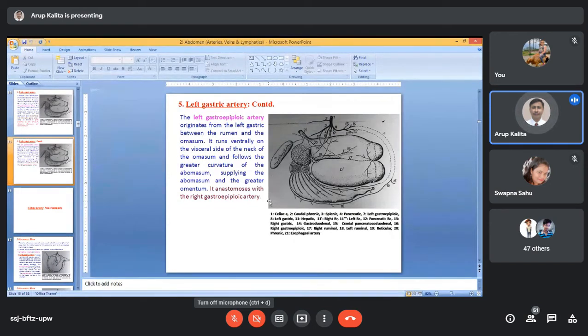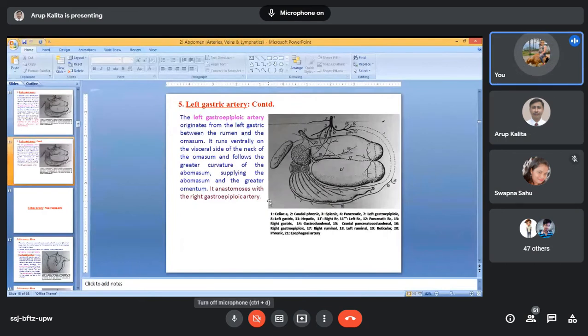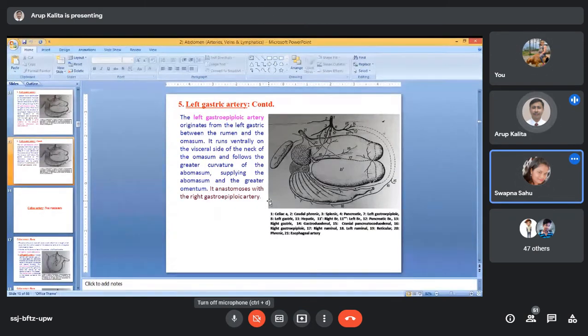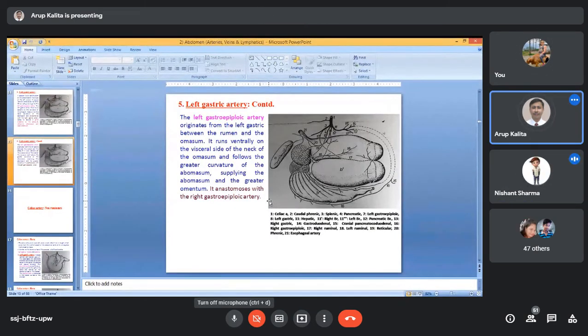number 2, what is number 2? Splenic artery. Number 3, right ruminal. Number 4, left ruminal. Number 5, left gastric artery.